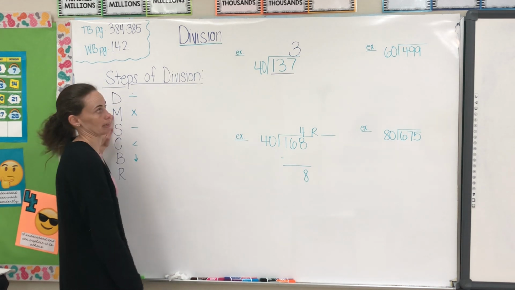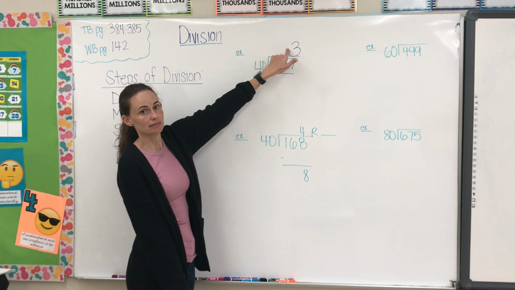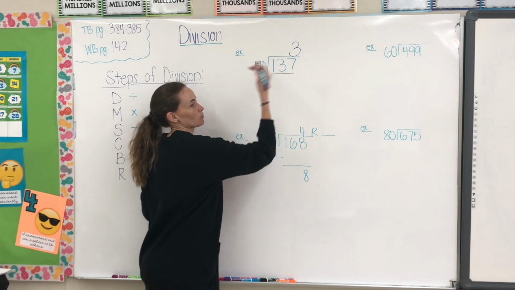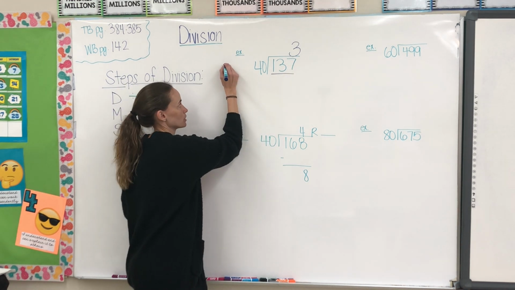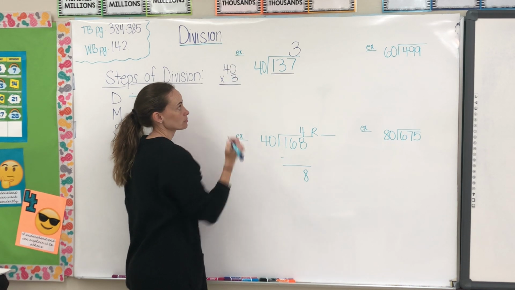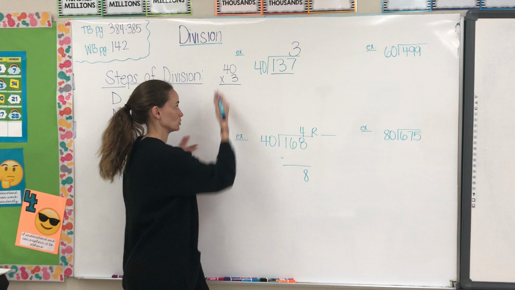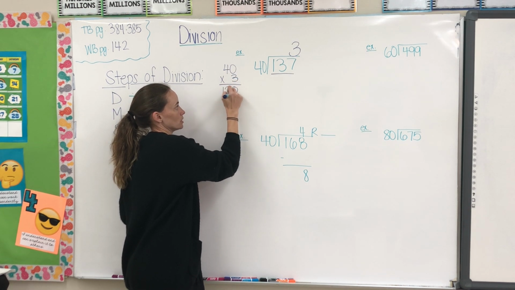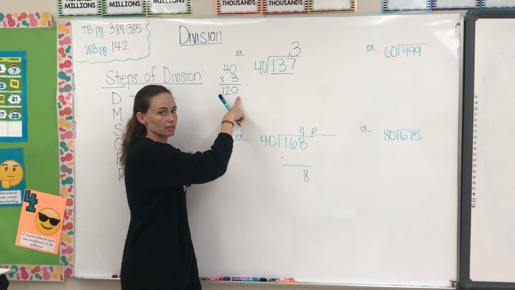Now we have to multiply. The 3 times the 40. So you do it the same way you would. If it helps you to write it on the side, you can write it on the side. That's fine. 40 times 3. Okay? You can do it right there. 3 times 0 is 0. 3 times 4 is 12. So we get 120, right?